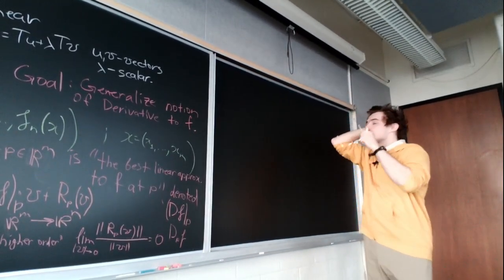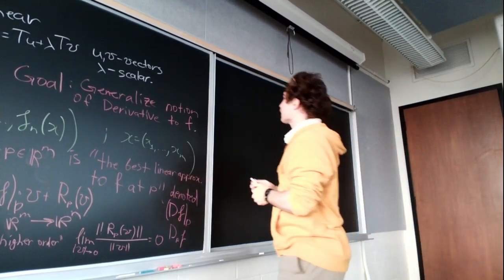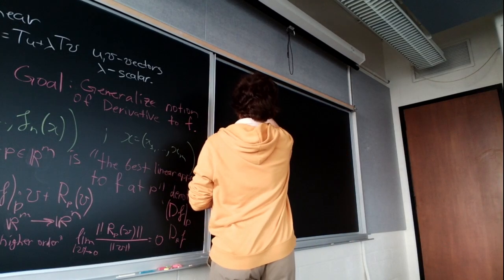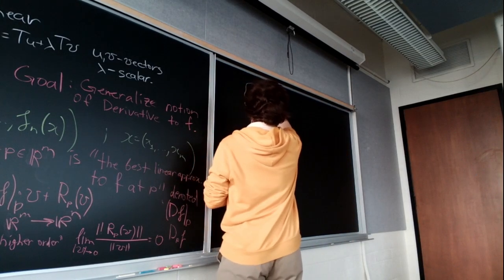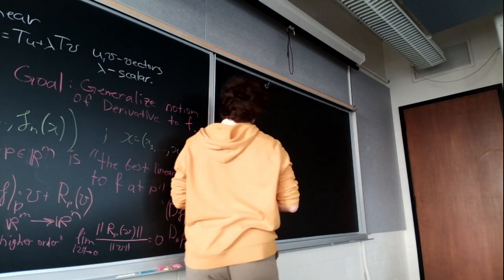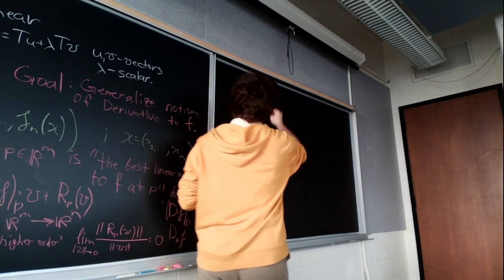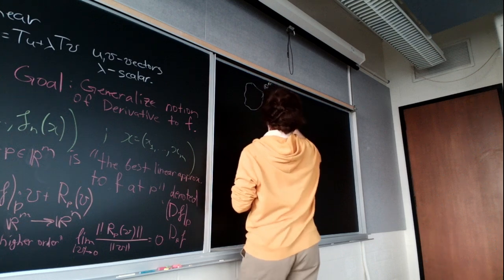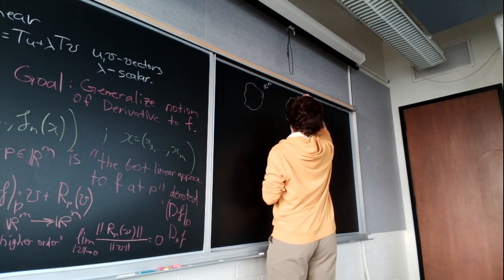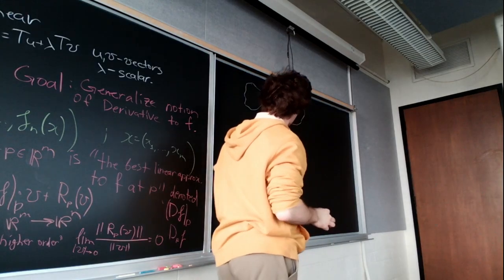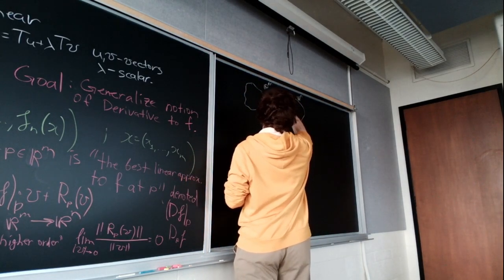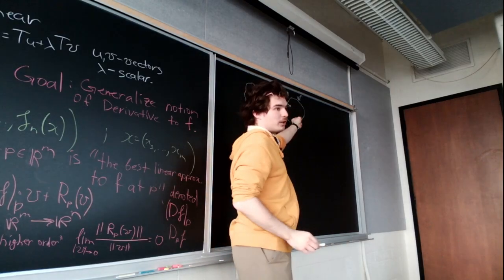Okay, so let's draw a picture. I have R^m, do you agree? Sorry, R^m. Okay. And then I have R^n. Okay, and I have some map f that takes a point here, sends it to a point here.